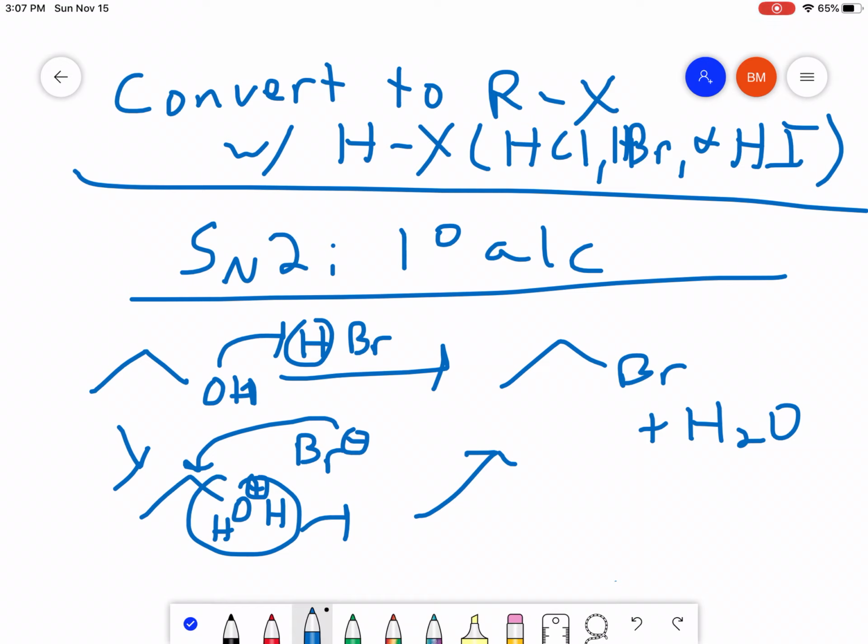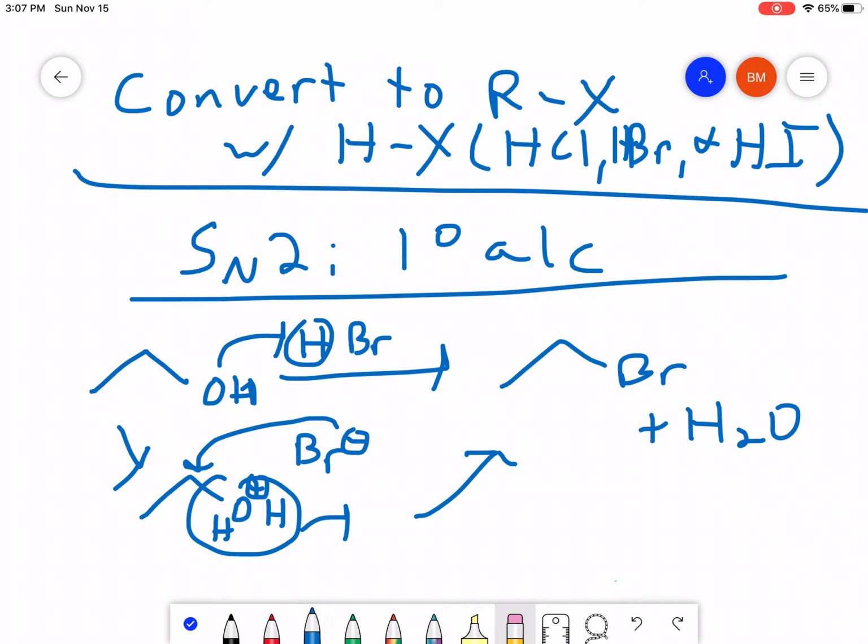And one thing, like I said, this is pretty simple. Since it only works with primary alcohols, you don't really have to worry about stereochemistry here, right? Because you're never going to have a stereogenic center, unless you have isotopes, which is really, really rare. No carbocation, so you don't have to worry about rearrangements or anything. So it's a very, very simple mechanism and reaction to remember.